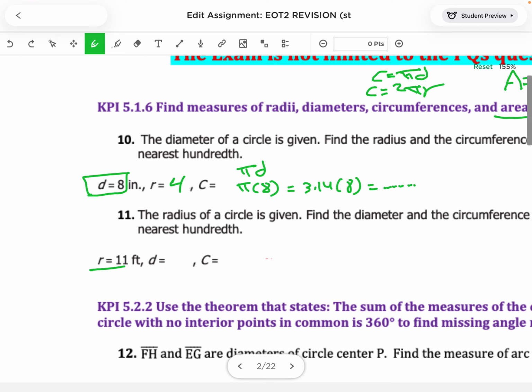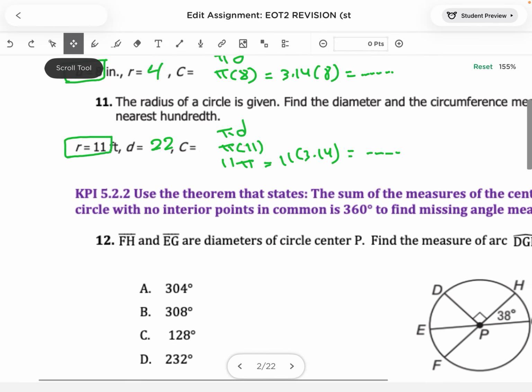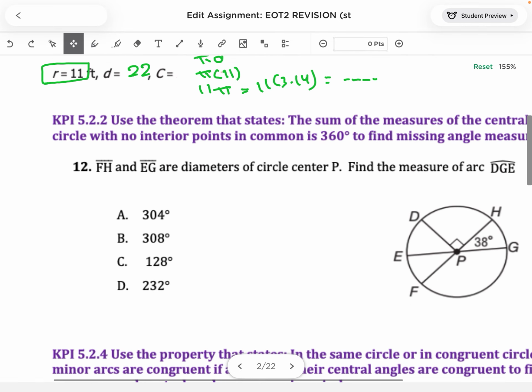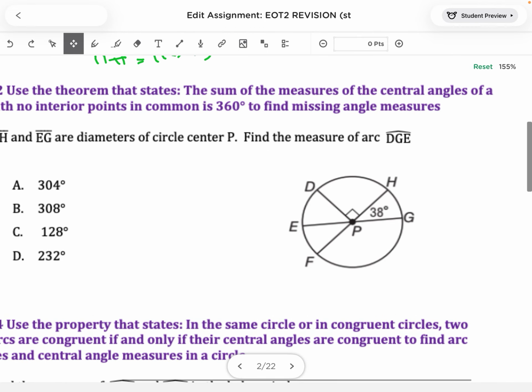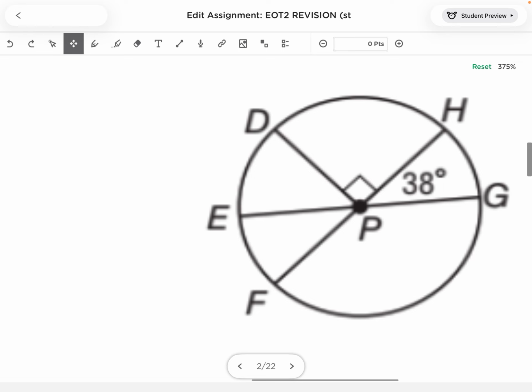A radius is 11, so the diameter will be 22. The circumference is pi times D, which is pi times 22, or 22 times 3.14, and you can calculate the answer. I will keep the calculation for you. And in this type of questions, we agreed to find everything, and then we solve.